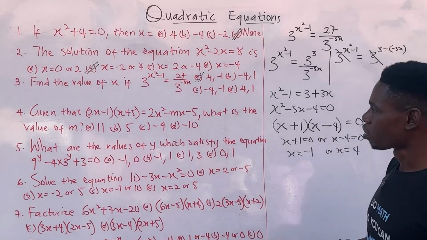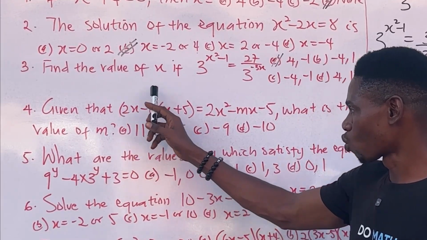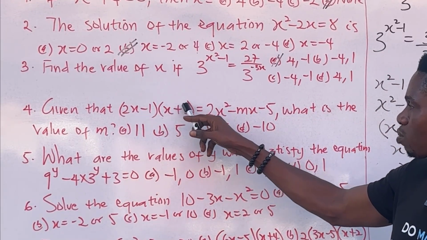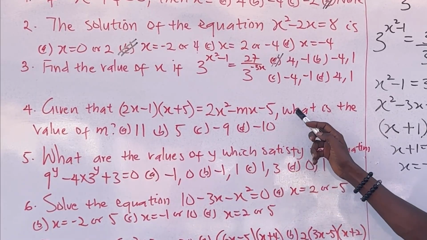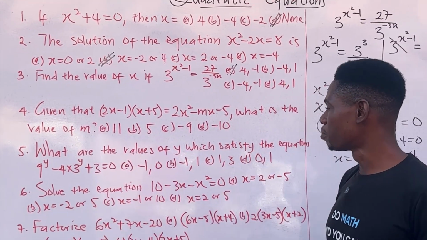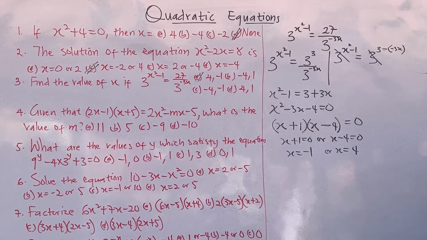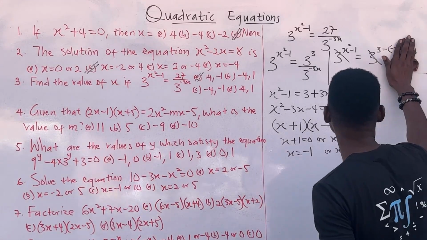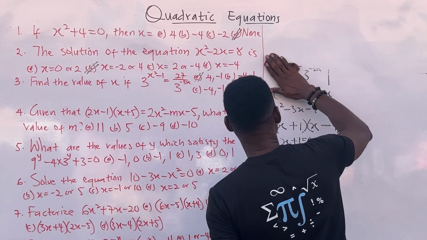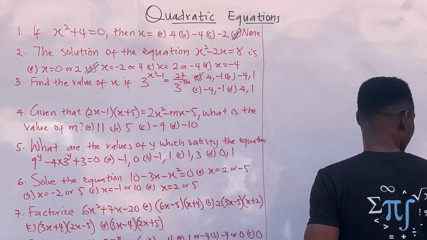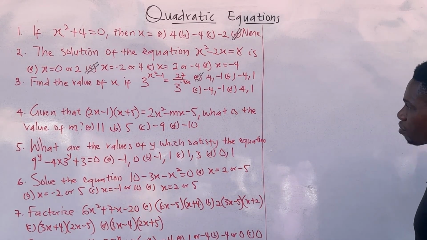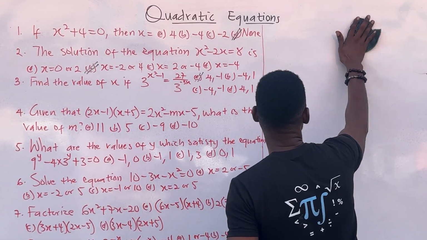So for number 4, it says given that 2x minus 1 into x plus 5 equals 2x squared minus mx minus 5. It says what is the value of m? Okay, so this is a straightforward one in my opinion. Well, let's see in reality. So we'll have the 2 brackets.